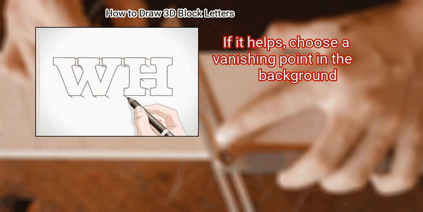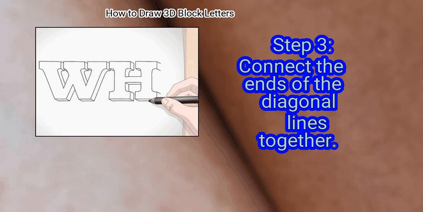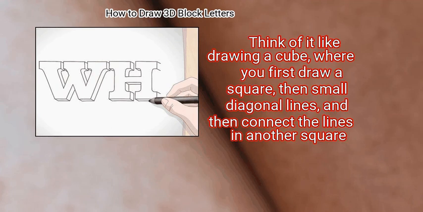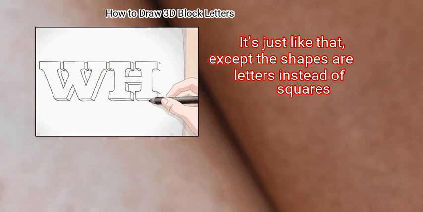If it helps, choose a vanishing point in the background. Finally, connect the ends of the diagonal lines together. Think of it like drawing a cube, where you first draw a square, then small diagonal lines, and then connect the lines in another square. It's just like that, except the shapes are letters instead of squares.